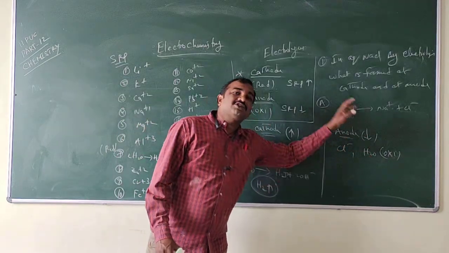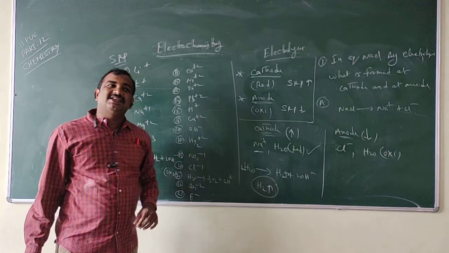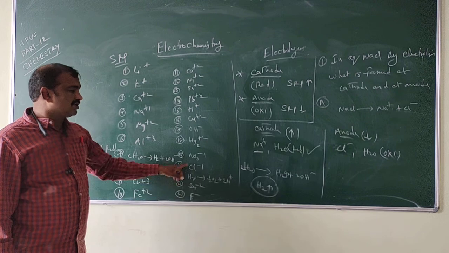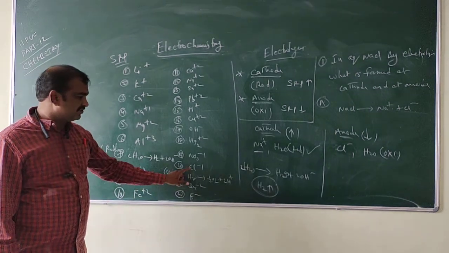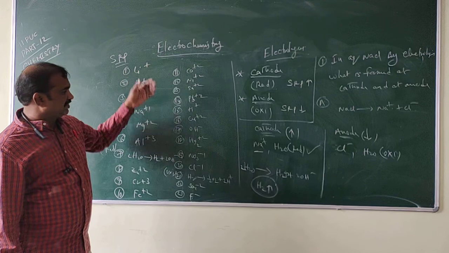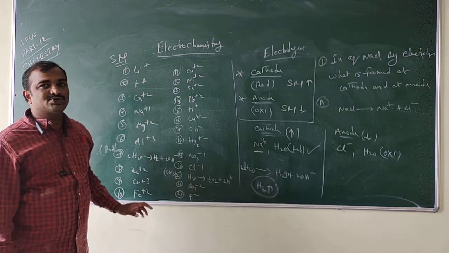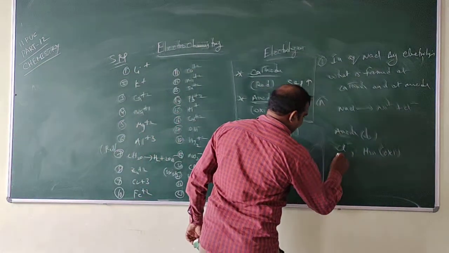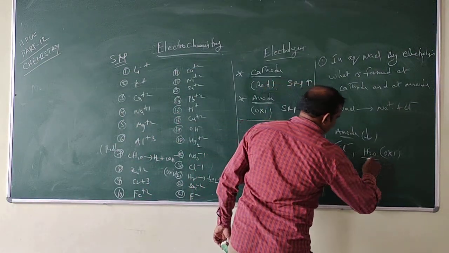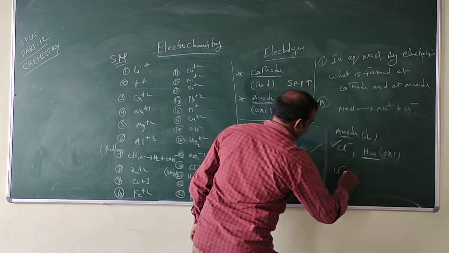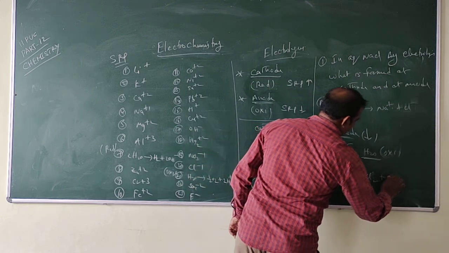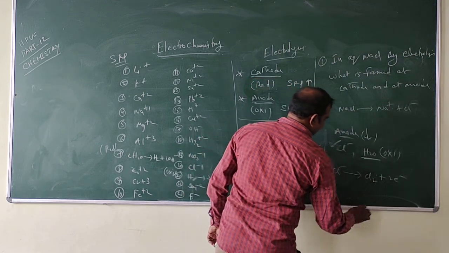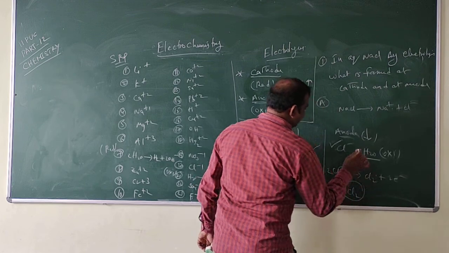Cl minus and H2O oxidation, which is having less SRP value? Among these, in reverse order, it is 21 and it is 20. Cl minus is lesser, so we can consider this one, and we cannot consider the other. Here Cl minus gives rise to Cl2 plus 2 electrons. So Cl2 is formed.